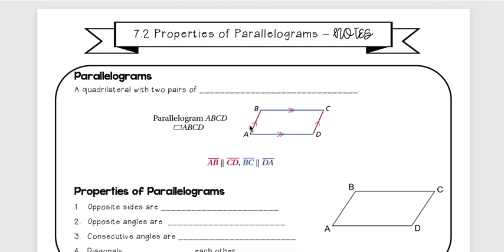Today we are going to be learning about a new shape called a parallelogram and some special properties that parallelograms have. So first, a parallelogram, just a definition, it's a quadrilateral with two pairs of parallel sides. So anytime you see a shape and it has four sides, two pairs of which are parallel, it is automatically a parallelogram. And so we see here that AB is parallel to CD and BC is parallel to AD.